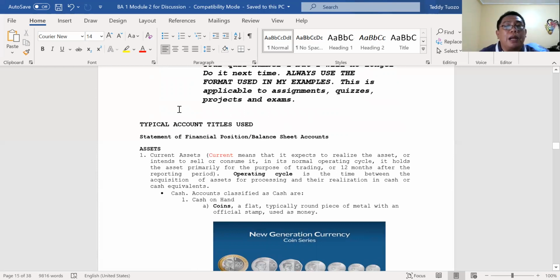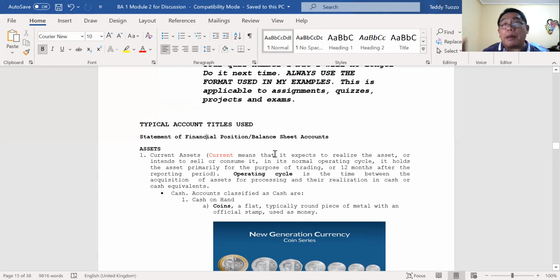Now, let's take up typical account titles used. These are based on the elements of the financial position or the statement of financial position, and also the financial performance or the statement of income or statement of comprehensive income. These are the typical account titles used. We're going to start with the statement of financial position, which we called before the balance sheet account. In the US, it is called balance sheet. It is not even called statement of financial position.